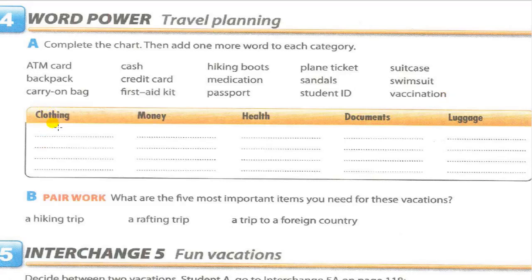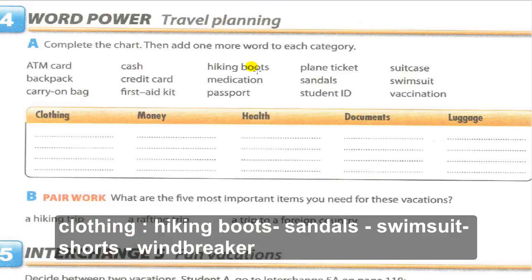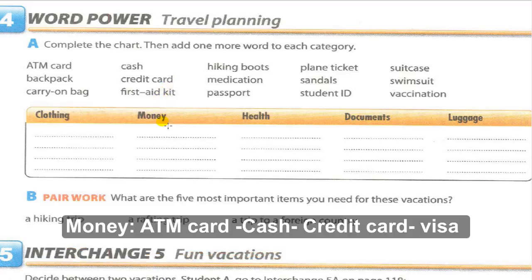Clothing. For clothing, you need clothes: hiking boots, sandals, swimsuit, shorts for swimming. Money: ATM card, cash, credit card.